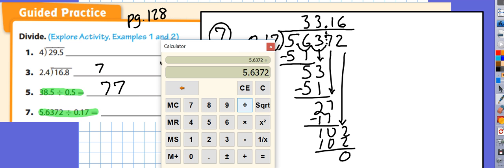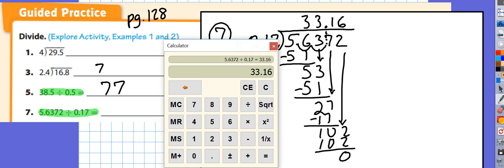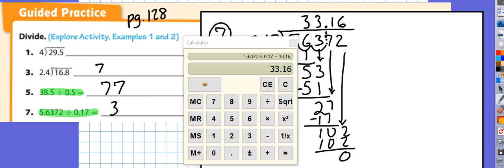5.6372 divided by 0.17, and I expect it to be 77. I'm sorry, that was the last problem. I expect it to be 33 and 1600ths, and it is 33 and 1600ths, and that is the correct answer. Okay, this video is going to skip ahead to number 13 because that is a different looking problem. So we'll go ahead and get there.